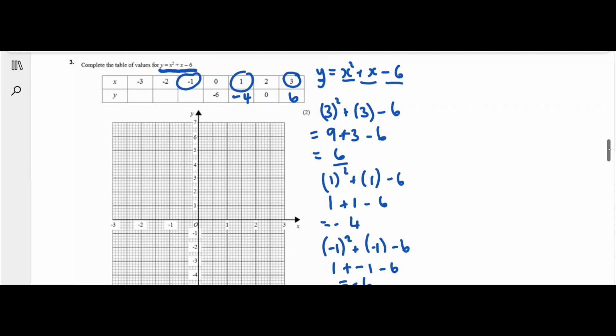Again, much simpler if you've got a calculator and you're able to input these values in with the brackets. Don't forget the brackets. So I can already see here from this that this is starting to mirror.